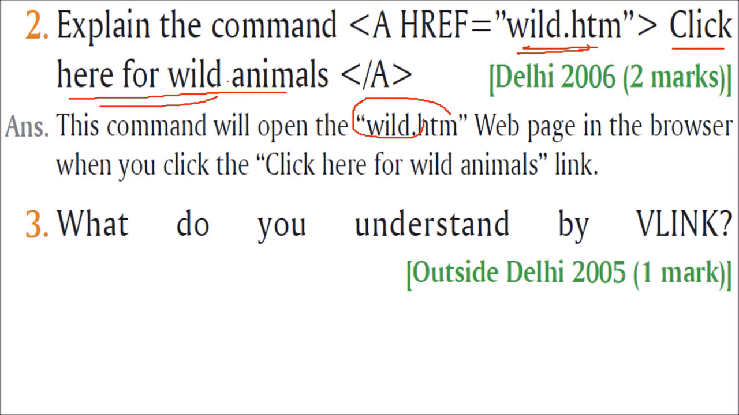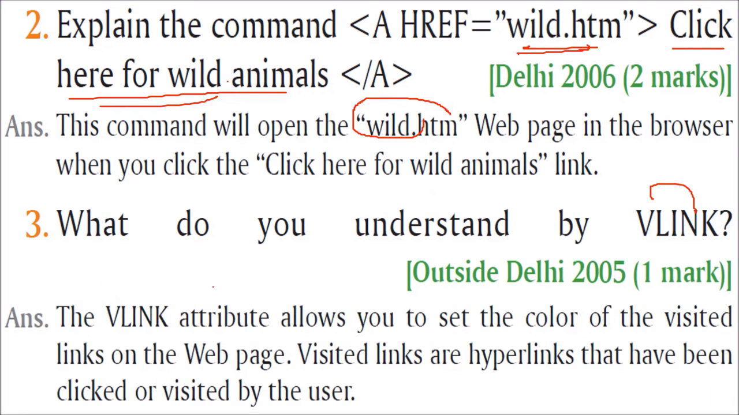What do you understand by vlink? Vlink means the link which has been visited. So the vlink attribute allows you to set the color of the visited link on the web page. So these visited links are hyperlinks basically that have been clicked or may have been visited by the user.